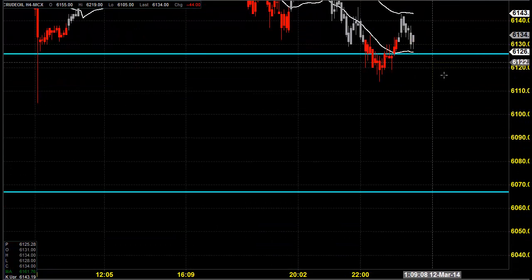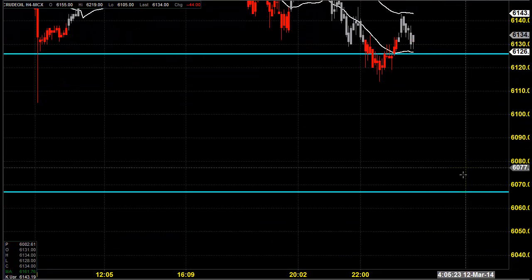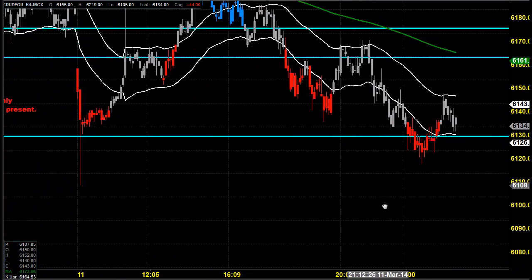And if the trend continues, there is no issue, you can enjoy the trend. So let us see what's going to happen during the trading session.